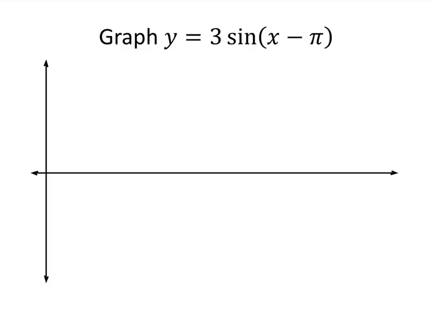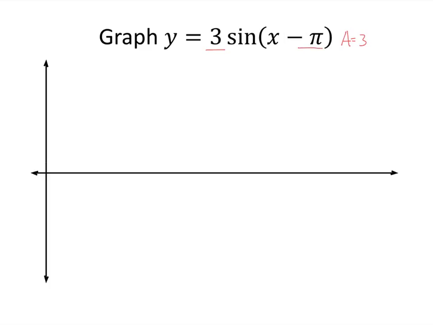Alrighty, let's graph this trigonometric function. There are two things happening to this sine graph. This 3 and this minus pi are doing two different things. The 3 right here, the number in front, is the amplitude. So my amplitude is 3. That's an important thing. And what is this negative pi telling it's going to do?